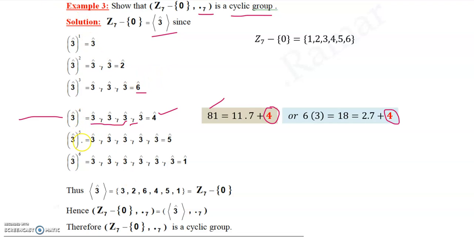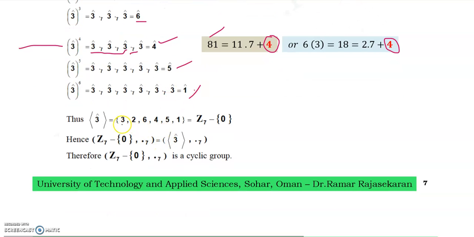In a similar way you can write 3 power 5. How much? You do it like this and you can find the value. 3 power 6, yes, you can find the value. Now you list all the values: 3, 2, 6, 4, 5, 1. So here 3, 2, 6, 4, 5, 1.